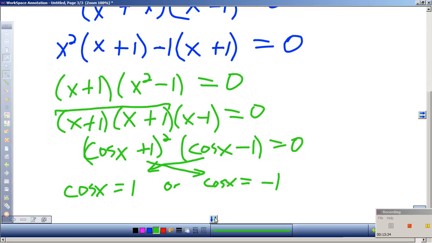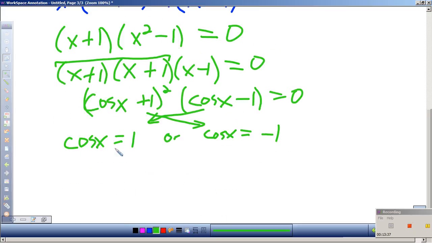You got both. Now, where does cosine of x equal 1? Zero. Where else?